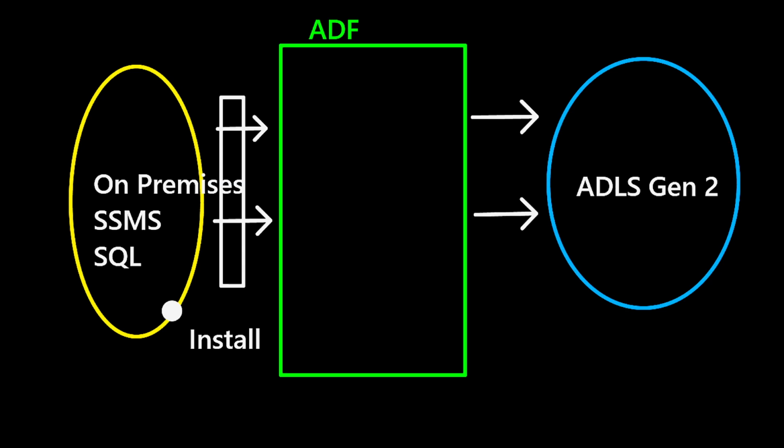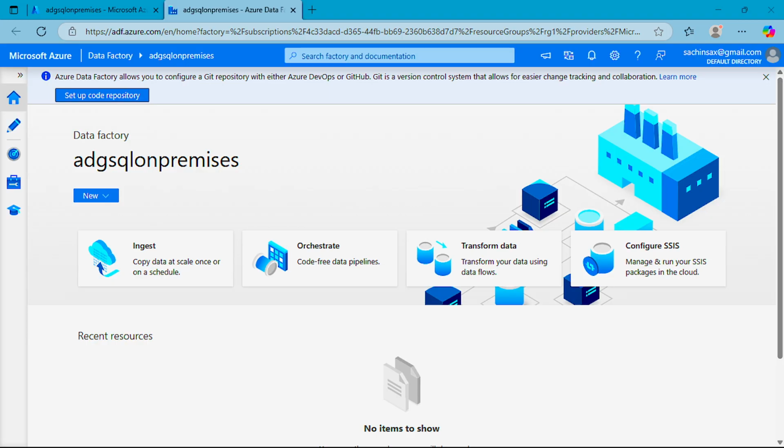authenticator. So this authenticator will install in your local server, local PC, and this will be giving authentication to your ADF that, hey ADF, you can use our database. So this is going to transfer my database through on-premises SSMS SQL to ADLS Gen2. Let's see how this is going to work.